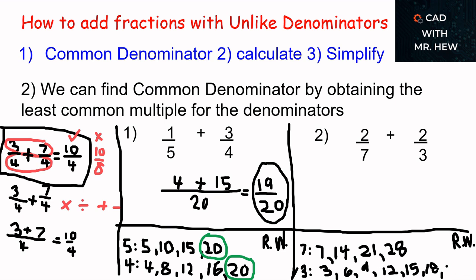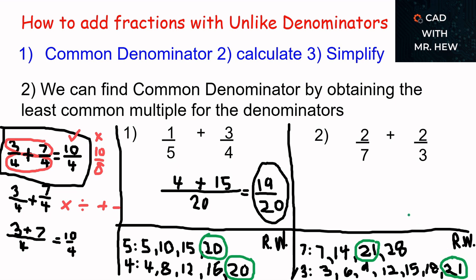3 sixes is 18, 3 sevens is 21. Okay. Now, do we have the least common multiple for both multiples of 3 and 7? Yes, we do. So we have 21 here, and we have 21 here.